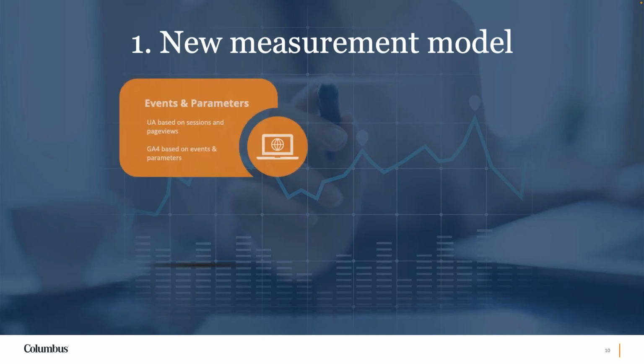And the main thing here is that earlier Universal Analytics was based on sessions and page views and hits, but now everything is based on events and parameters. Everything you want to measure is an event, and every event has up to 25 parameters. So you have the possibility to define every event with much more detailed information that you want to have in your data analysis. Also, the page views and sessions are still there in GA4, but they're now based on events and parameters instead.